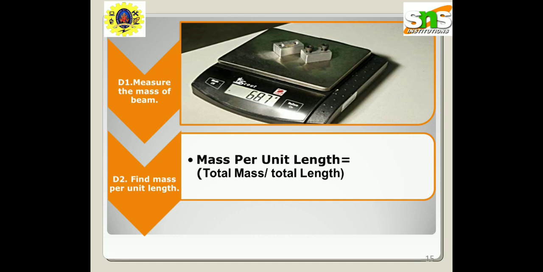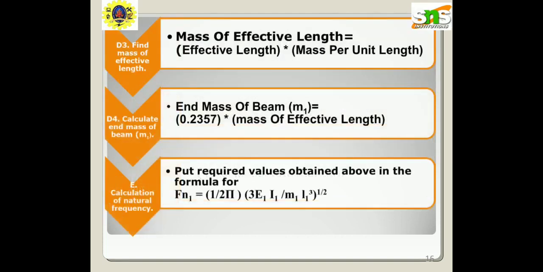The black line shows the baseline response. Now the blue line shows the motion of the damping mass and the red line shows the primary mass. Here the mass of effective length is equal to effective length times mass per unit length. The end mass of the beam is the product of 0.2357 and the mass of effective length.